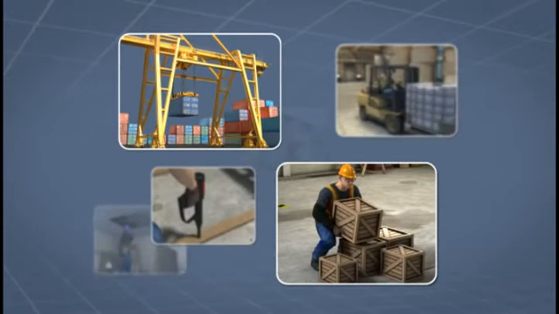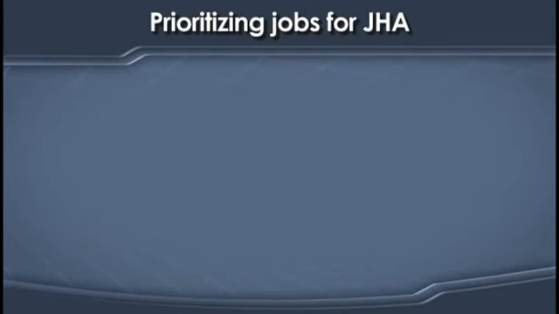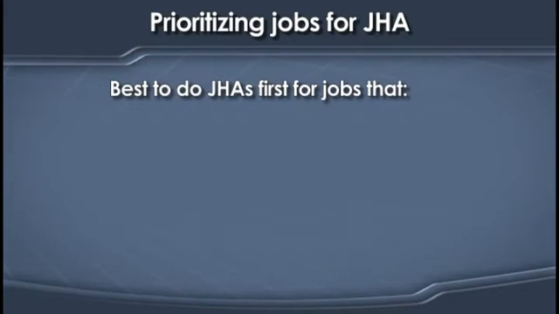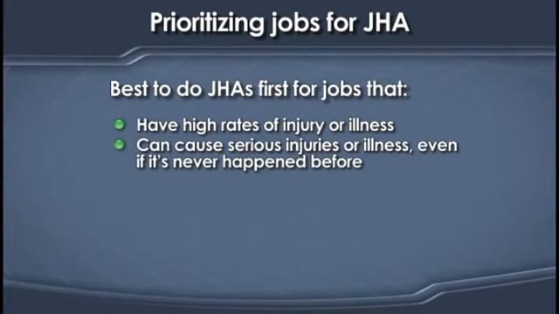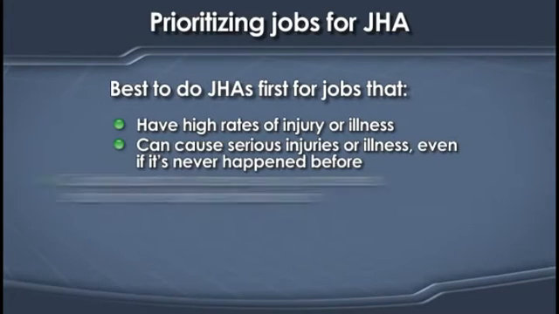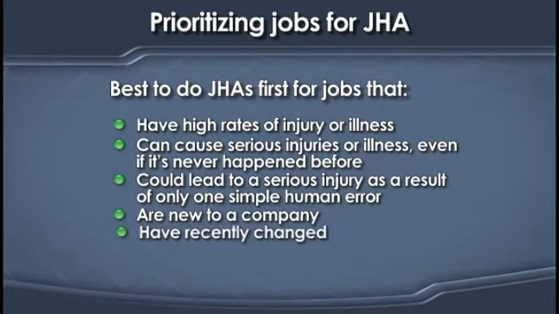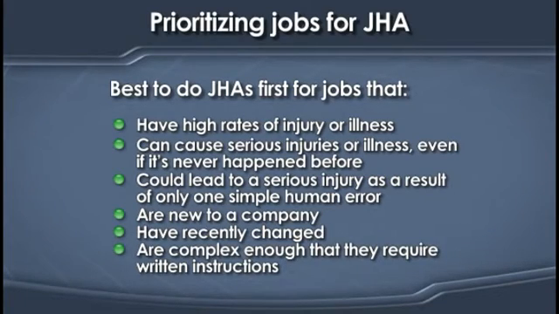In a perfect world, a JHA would be performed for all jobs, no matter how big or small. If you must prioritize which jobs to perform a JHA for, it's best to do JHAs first for jobs that have high rates of injury or illness, can cause serious injuries or illnesses, even if it's never happened before, could lead to a serious injury as a result of only one simple human error, are new to a company, have recently changed, or are complex enough that they require written instructions.